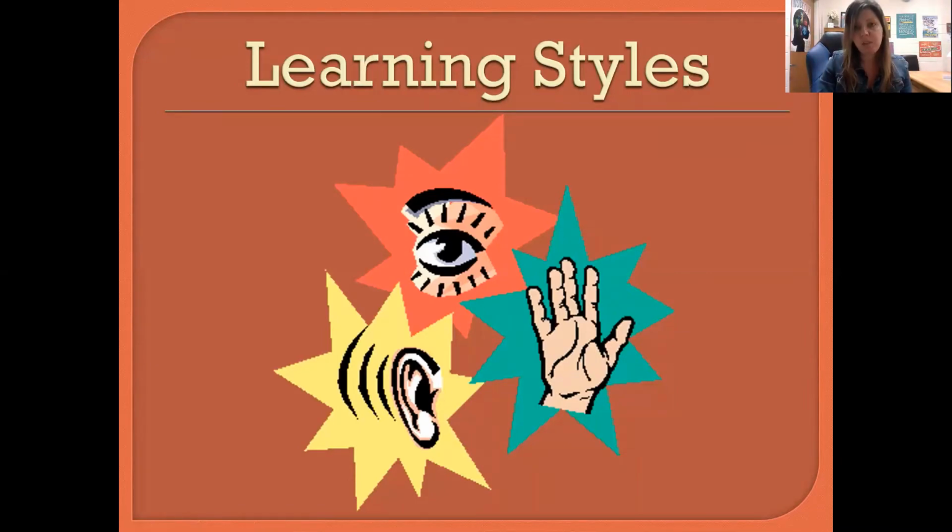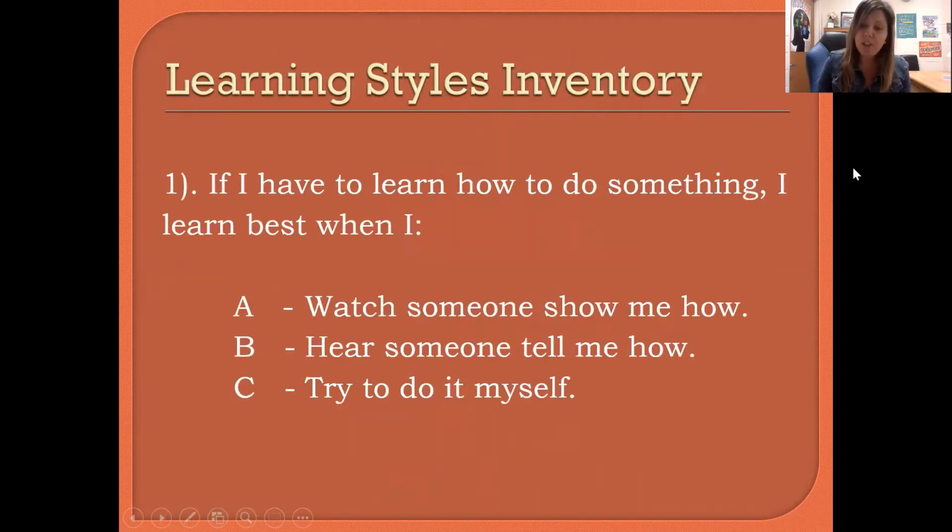There are going to be 14 multiple choice questions to help identify the learning style that works best for you. So question number 1. If I have to learn how to do something, I learn best when I, A, watch someone show me how, B, hear someone tell me how, or C, try to do it myself. Next to number 1, write an A, B, or C, whichever you think works best for you if you have to learn how to do something new.